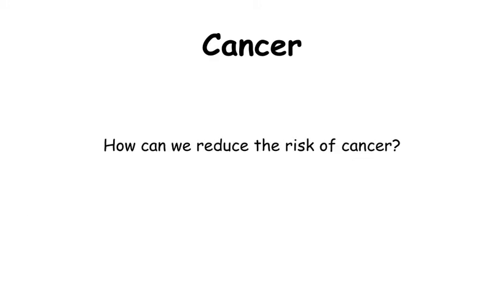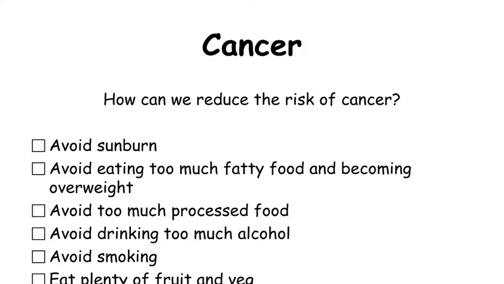How can we change our lifestyle to reduce the risk of cancer? Some things we can do to reduce our risk are avoiding sunburn, avoiding eating too much fatty food and becoming overweight, avoiding too much processed food, avoiding drinking too much alcohol, avoiding smoking, and making sure we eat plenty of fruit and veg and exercise regularly.